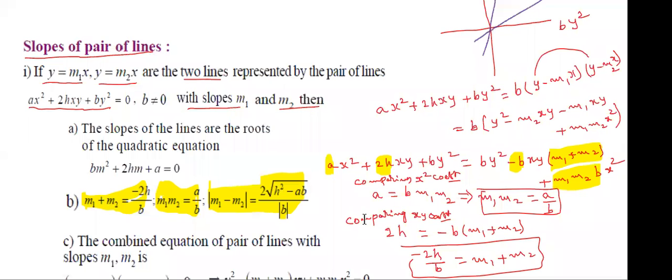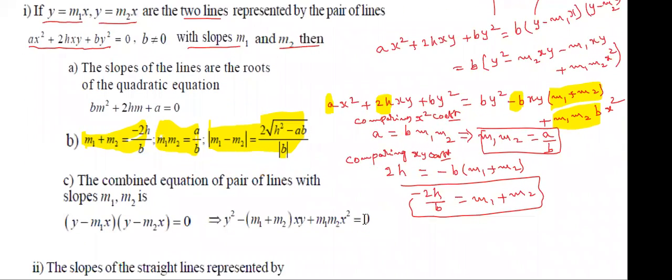Formula given. Next, you see that point, the combined equation of a pair of lines with slopes m1, m2. Suppose slopes are given, how do we find the pair of lines? This is the formula: y square minus (m1 plus m2) xy plus m1 m2 x square is equal to 0. This is the shortcut formula.